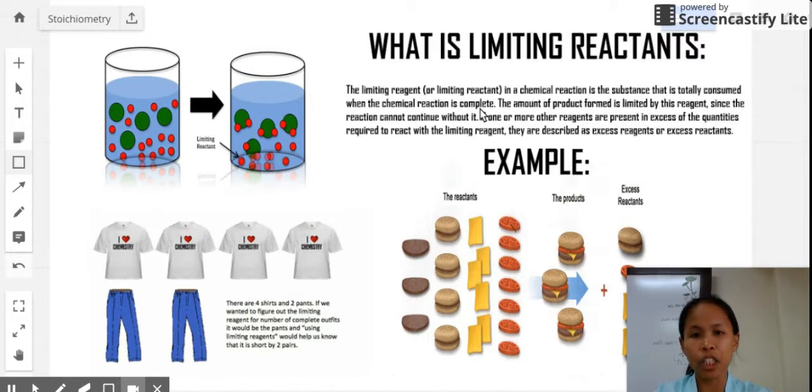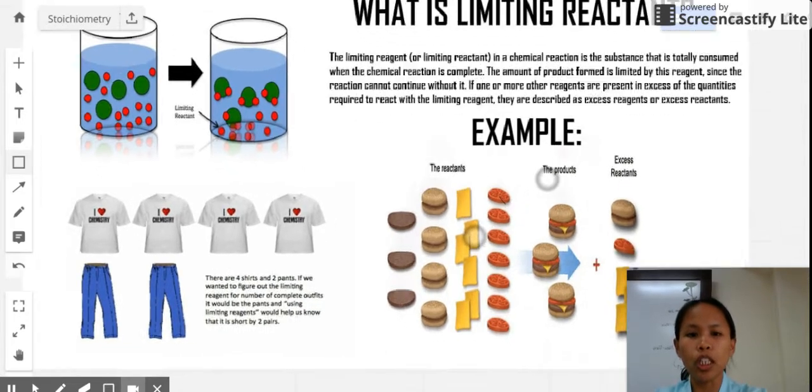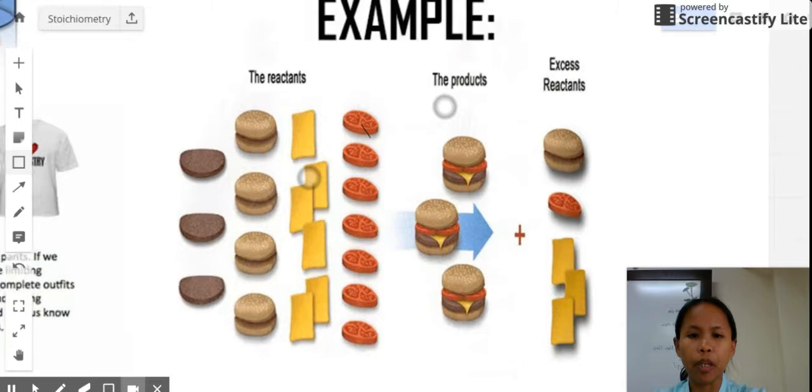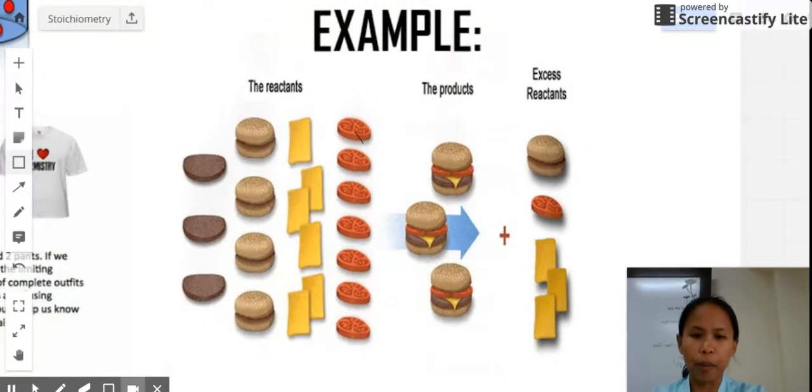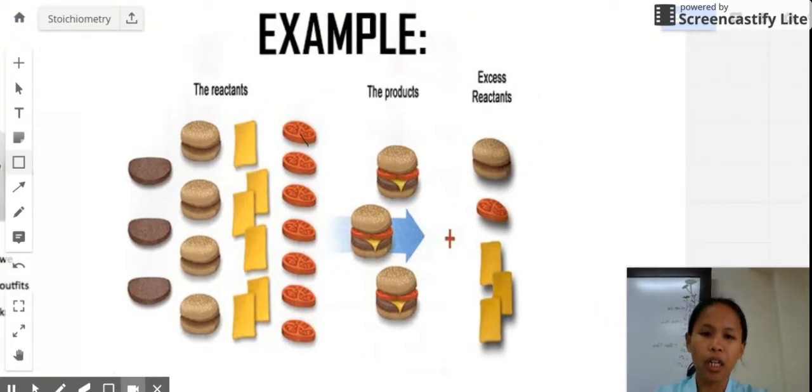Anything that occurs in excess is what we call the excess reactant or the excess reagent. Now, to make this more clear, let's look at some basic examples of the concept of limiting reactants. Say, for example, we have this burger. In order for us to make one burger, we need four ingredients. We need the pate, the buns, the cheese, and the tomato.